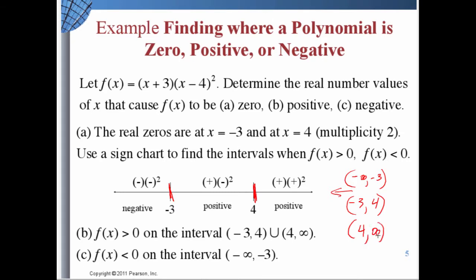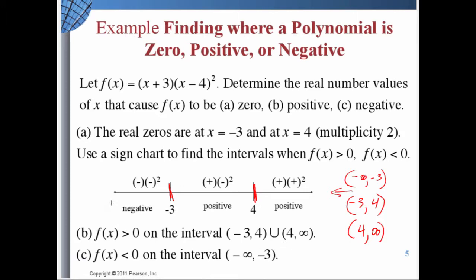We want to see how this function behaves on those three different intervals. The reason that we break it up there is because we have zeros at negative 3 and 4. So we may have some sign changes of the function at those values, or we may not. It depends on the multiplicity of the zeros. But anyway, part B asks us to determine where f of x is positive. Well, f of x is greater than 0 on the interval negative 3 to 4, union the interval 4 to infinity, meaning on these two intervals both, the function is positive.